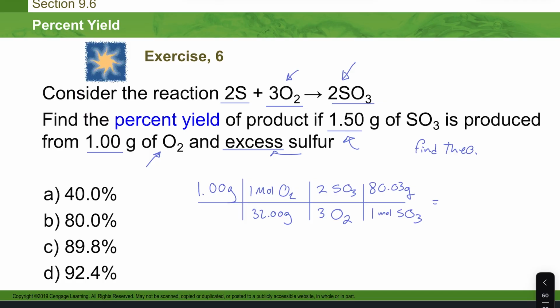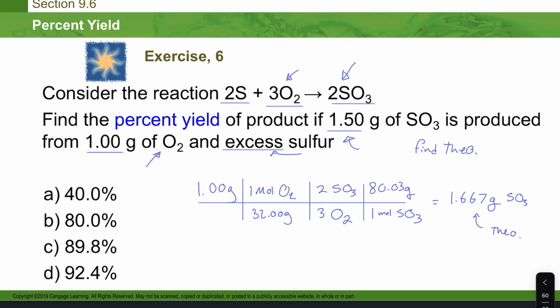We'll multiply the top, divide by the bottom, and we will end up with 1 times 1 times 2 times 80.03, divide that by 32 times 3 times 1. That gives us 1.667 grams of SO3. This is our theoretical yield.